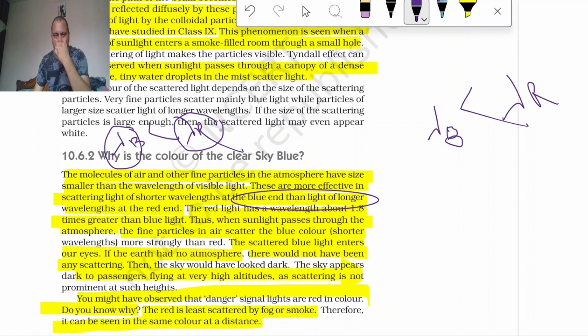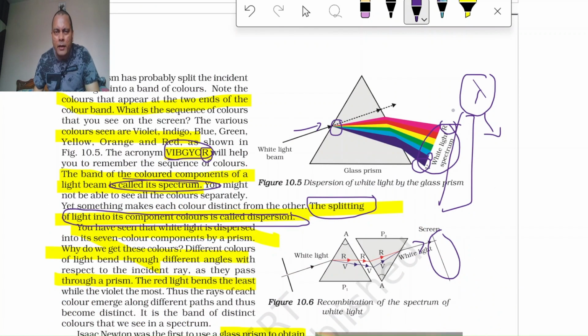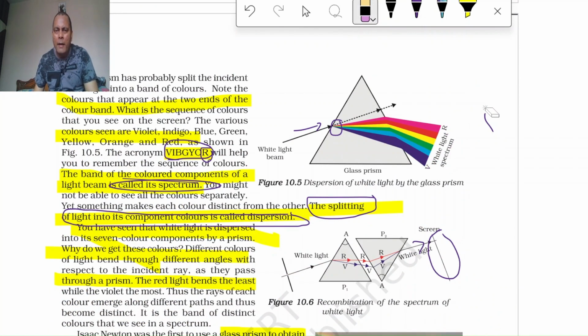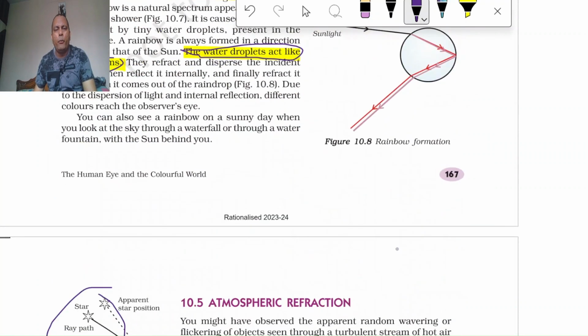So accordingly, as we have seen, the bending of blue is higher than the bending of red, but lambda of blue is lesser than lambda of red. Everything is actually revolving around lambda. Lambda means wavelength. When we see it, the bending of blue is higher, because here is the bending of blue and here is the bending of red.